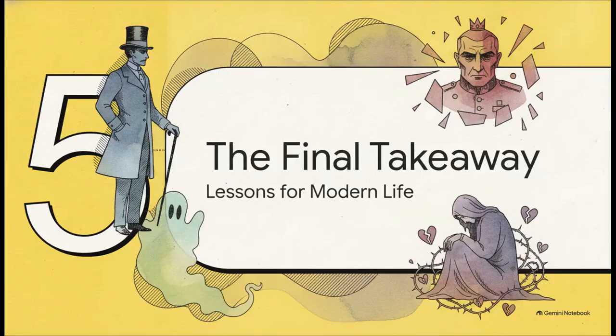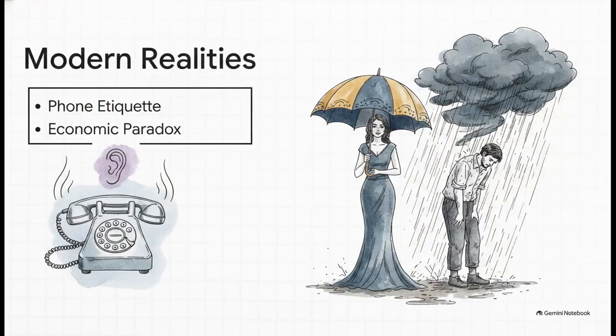Which brings us to Section 5, the final takeaway. We've covered gentlemen, ghosts, dictators, and heartbroken ascetics. So how do we bring all these dense literary lessons together into a final takeaway for our modern lives? Amazingly, this same source text offers incredibly practical modern advice right alongside its philosophical warnings. For instance, it literally outlines proper phone etiquette. It stresses immediate identification, active listening, and courteous phrasing to overcome the lack of nonverbal cues.